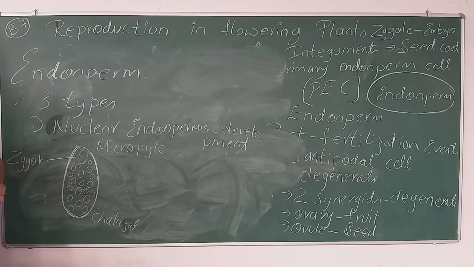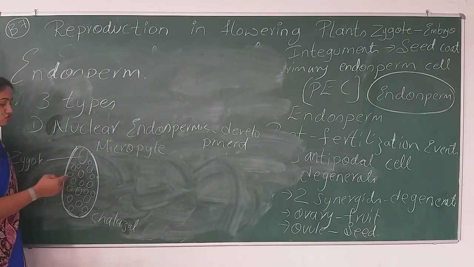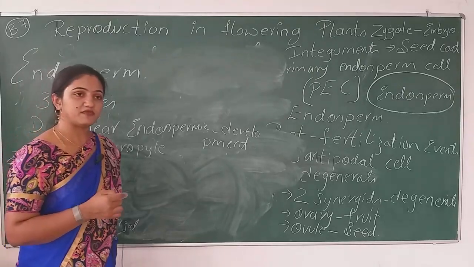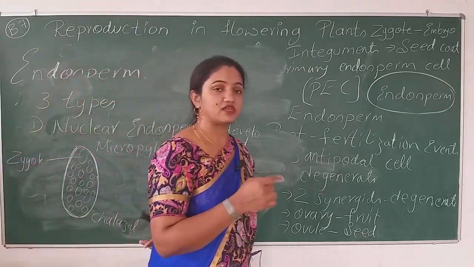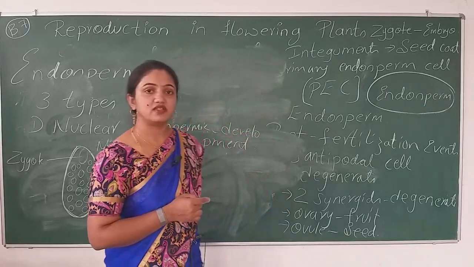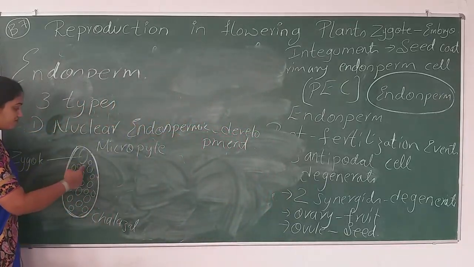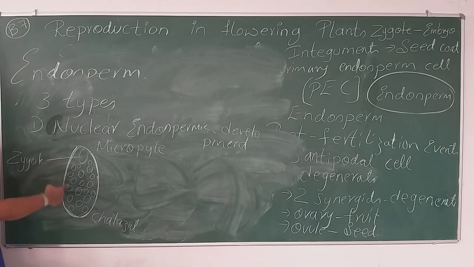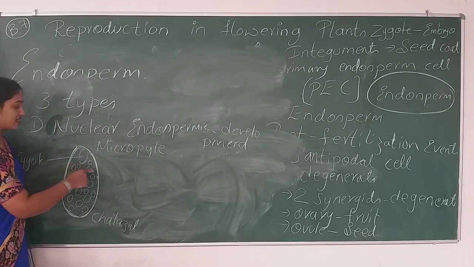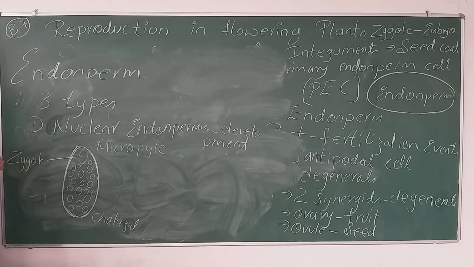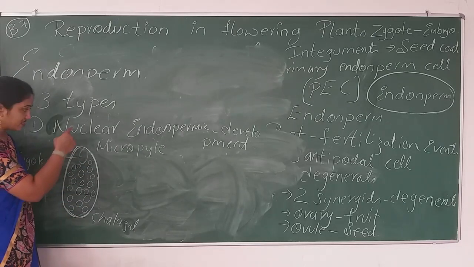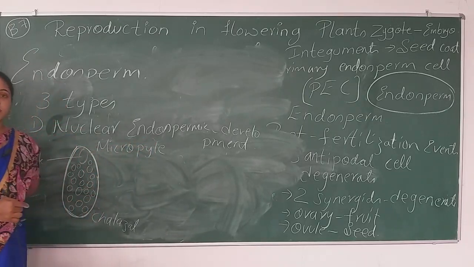Later in development, the cytoplasmic changes take place. I'll tell you later. So the PEN took karyokinetic division, which means mitosis has taken place. The mitosis results in a number of nuclei. These nuclei will be free in nature. They won't get connected or settled to any position. So this type of free nuclei development, we can call free nuclear endospermic development.